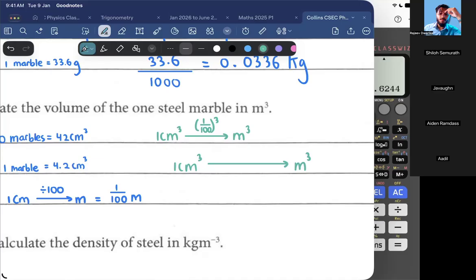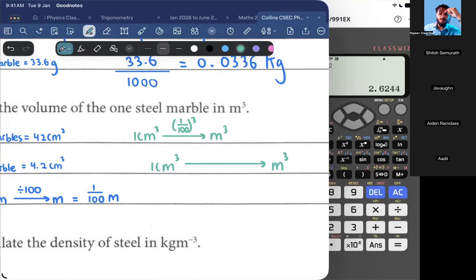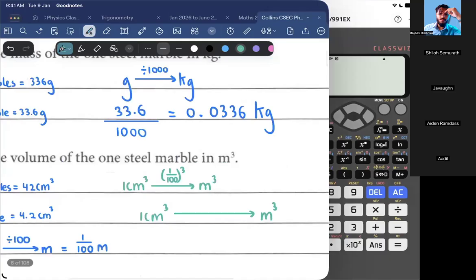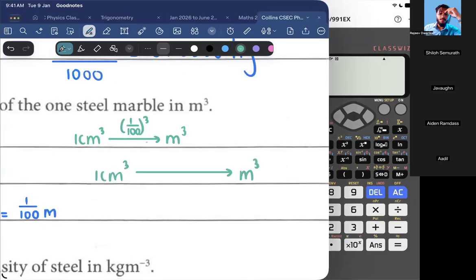Yes, sir. So I got 0.0000001. Is the calculator not giving it to you in scientific notation? 10 to the negative 6. Right, 10 to the power negative 6, that's right. So you're gonna see 1 by 10 to the power negative 6, right?